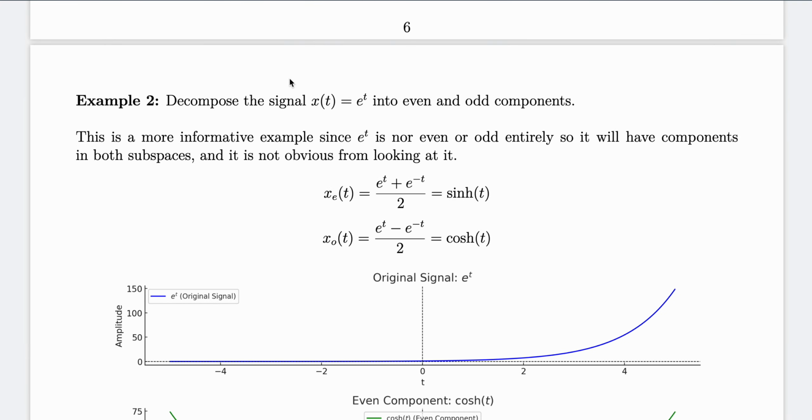A more interesting and informative example is to try to decompose x of t equals e to the t into even and odd components. This is more informative because e to the t is neither even nor odd entirely, so we'll have components in both subspaces, and it's not obvious from looking at it what those components are. And we can apply our formula here.